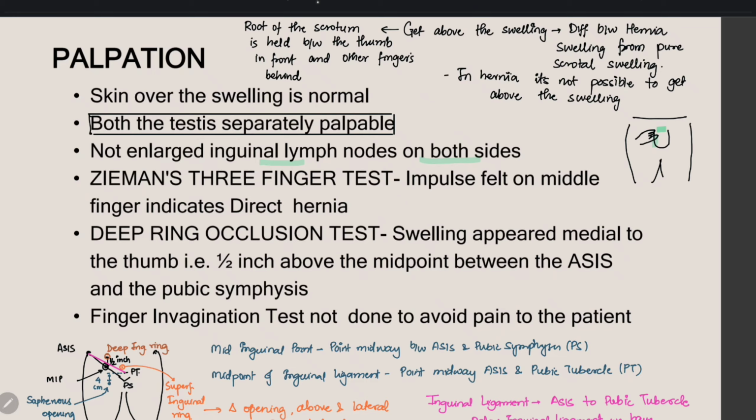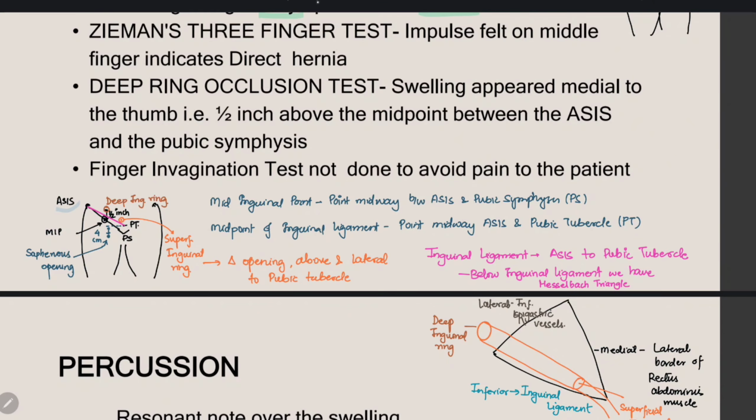Zeiman's 3-finger test. Before going to this test, we have to first know the landmarks of the superficial inguinal ring, deep inguinal ring and inguinal ligament. From anterior superior iliac spine to pubic symphysis, we have to draw one line. Midpoint between the anterior superior iliac spine and pubic symphysis is the mid-inguinal point. This one is the mid-inguinal point. Half inch above the mid-inguinal point is the deep inguinal ring.